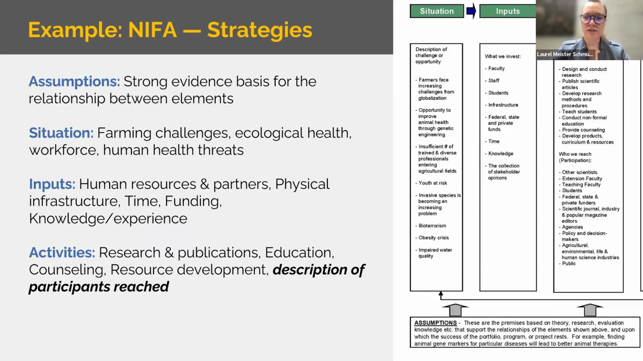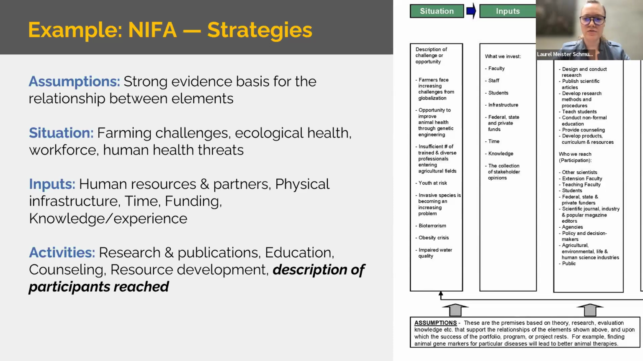Kind of looking at the strategy side of things, the model begins with assumptions. So this is one of those extra components that Ali was discussing, and it's a premise supporting the relationship between elements. So in their example, they include a strong evidence basis for the relationship between the elements as a core assumption behind the logic model.